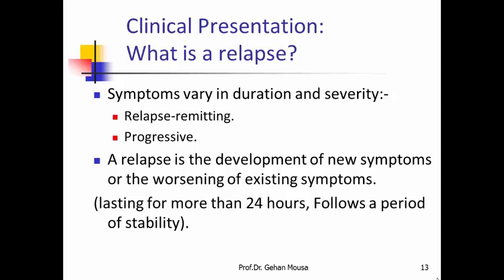The onset of the disease differs from other diseases of the central nervous system. It is not a sudden attack or a gradual attack. It is called relapsing remitting, or remission and exacerbation. It may be progressive in some cases. Relapse means the development of new symptoms other than those that occurred before. It may last for more than 24 hours, and may be followed by a period of stability, or the disability may continue according to the severity of the case.